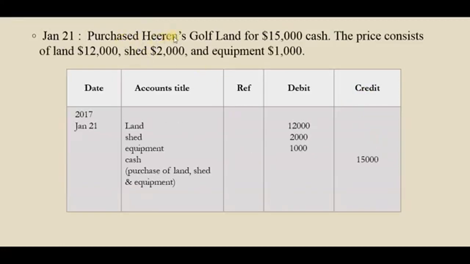Now it says purchased Hiran's golf land for 15,000 cash. Here cash decreases, so cash will be added into the credit section, and all the other amounts, land, shed and equipment, will be added into the debit section. Well, now I will discuss some more transactions.